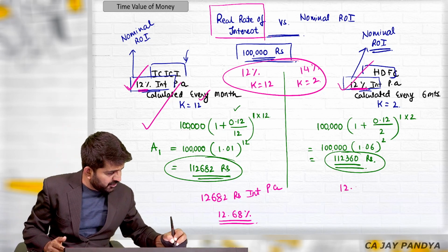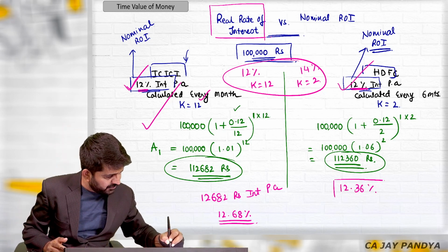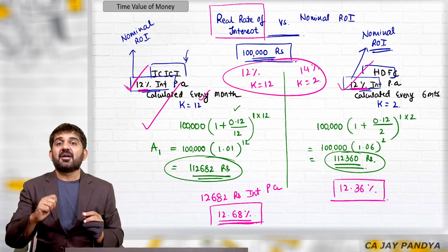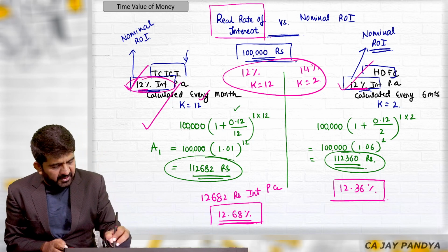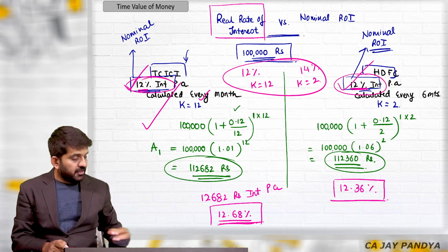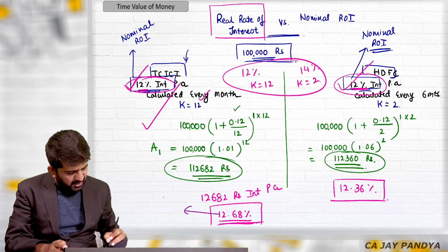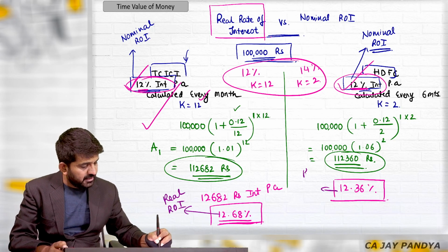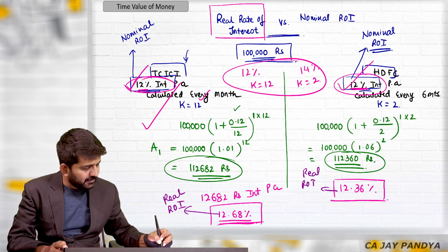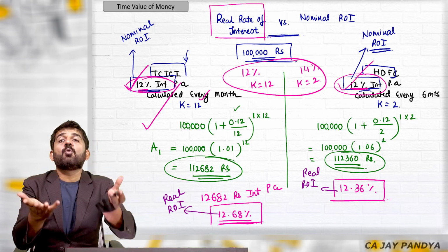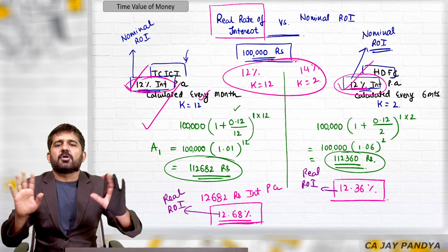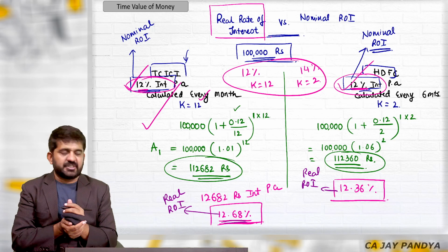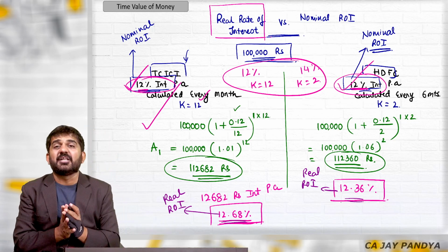And here it is 12.36%. Now these percentages are not the nominal rate of interest. These percentages are the real rate of interest. Really, what percentage are you getting? Forget about the compounding effect. Really what you are getting is 12.68%. Really what you are getting is 12.36%.